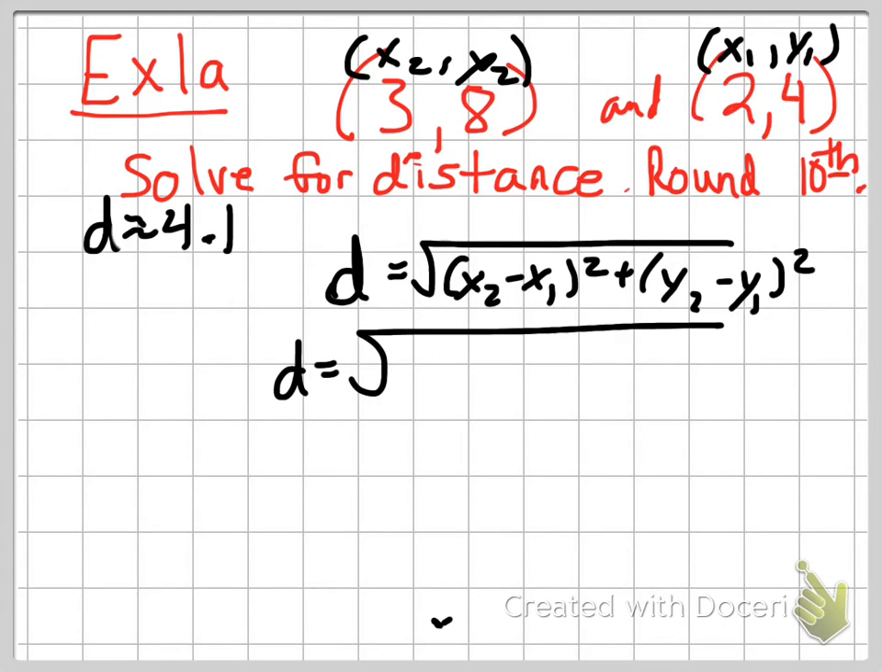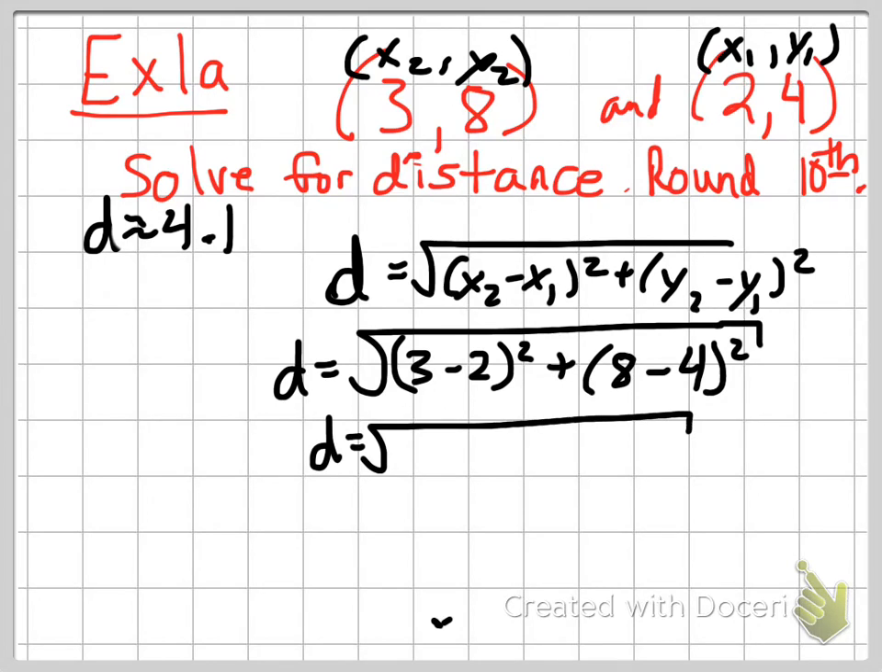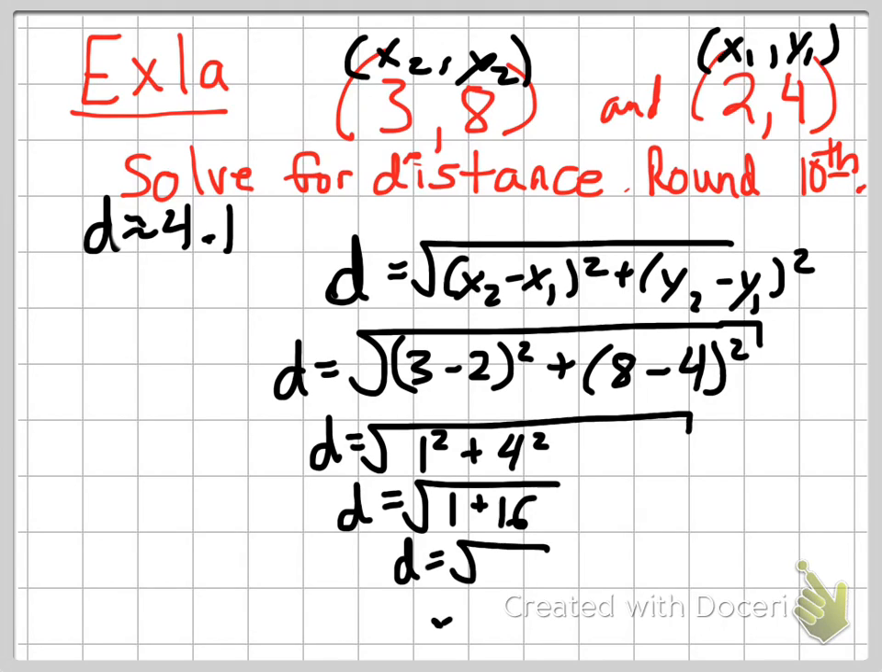Distance equals the square root of my x2 value, 3, minus 2 squared, plus y2, 8, minus y1, 4, squared. So the distance equals the square root of 3 minus 2 is 1 squared plus 8 minus 4 is 4 squared. So the distance equals the square root of 1 plus 16. Distance equals the square root of 17. Plug that in your calculator and get approximately 4.1 when you round to the nearest tenth.